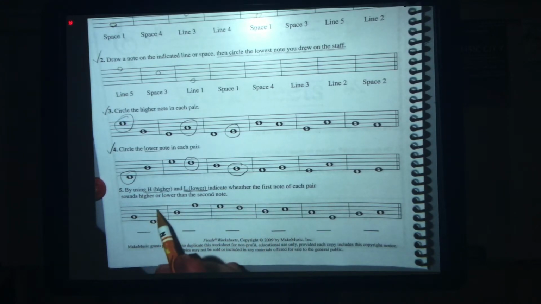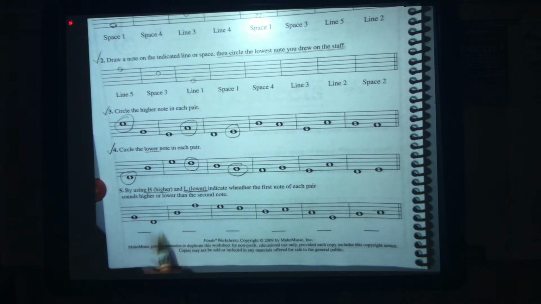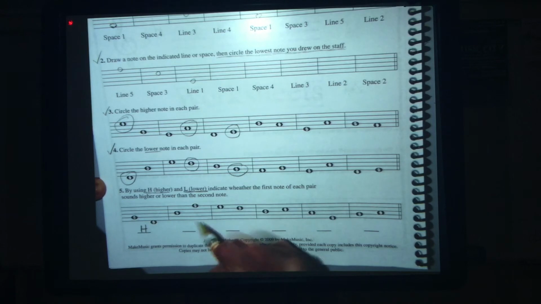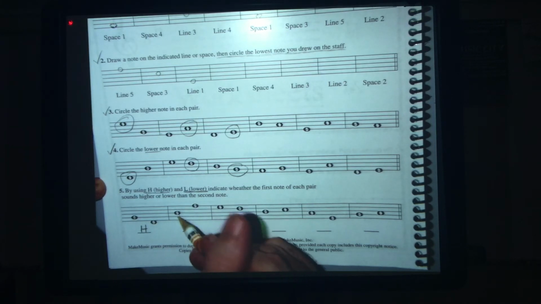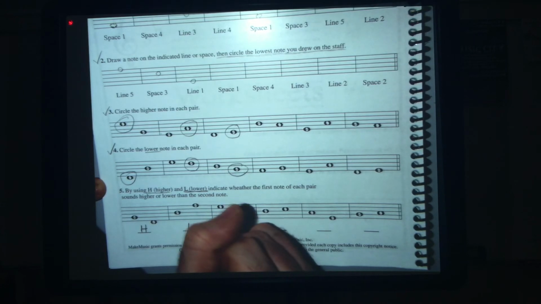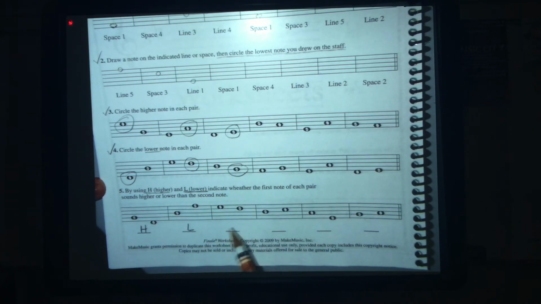Number 5, by using H for higher and L for lower, indicate whether the first note of each pair sounds higher or lower than the second note. So I'm going to write, is this note higher or lower than this note? Is this note higher or lower than this note? That's how you ask yourself that question. In this case, this note is higher than this note, so I'm going to put an H. The second one, is this note higher or lower than this note? In this case, it is lower. And of course, you can do the remaining 4 on your own.